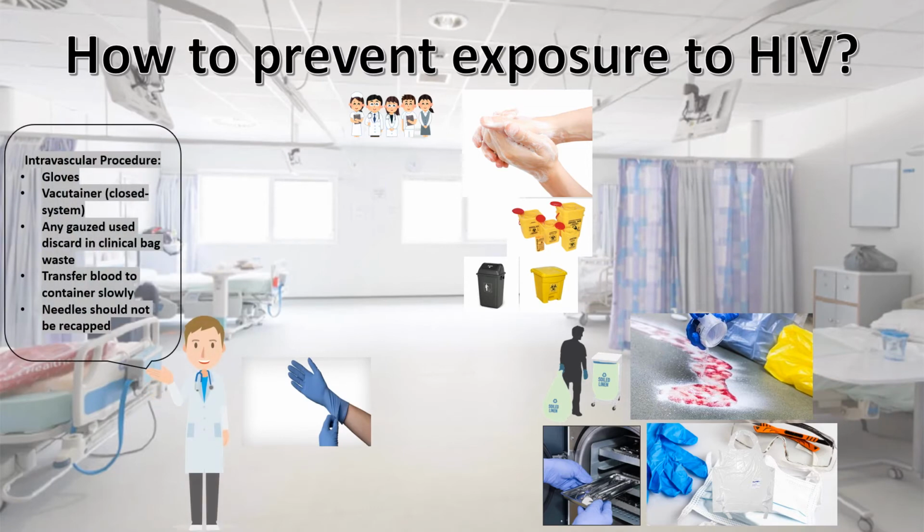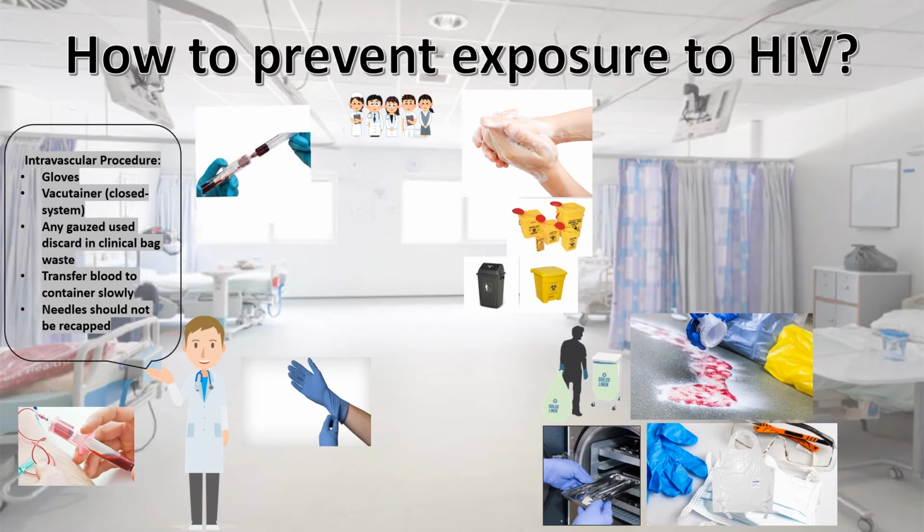During intravascular procedures, further precautions are needed because there is more risk for exposure. The healthcare worker can wear double gloves for more protection. Using a closed system tube like a vacutainer when drawing blood is recommended because it decreases the risk of exposure. Any gauze used must be discarded in a clinical waste bag. Transferring of blood to a container needs to be done slowly and carefully to avoid any spillage. Lastly, the needles should not be recapped. Percutaneous injury can easily happen when the needle is recapped.